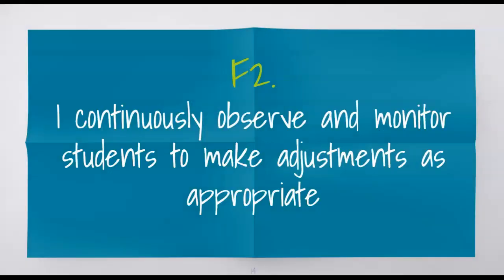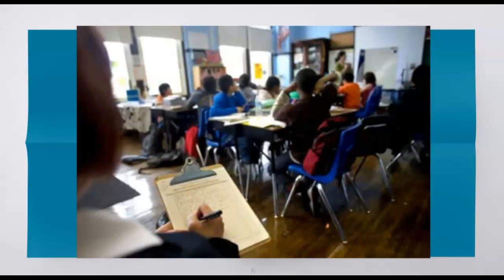Second indicator of the flexible environment pillar, we have: I continuously observe and monitor students to make adjustments as appropriate. Once again, if we didn't do it before COVID, we have to do it now. If our students turn off their cameras, how are we going to know that they're actually learning? So we need to use different ways to monitor, to observe what is happening with our students and how they are getting what we are trying to teach.